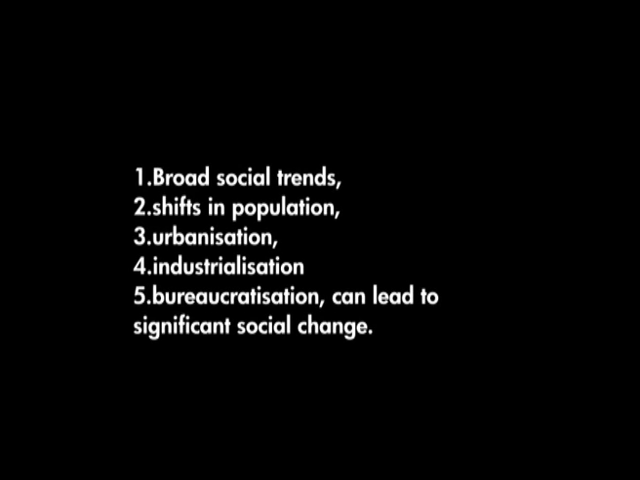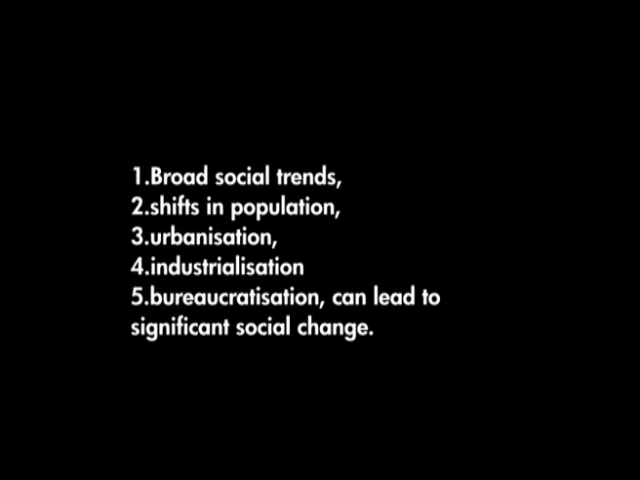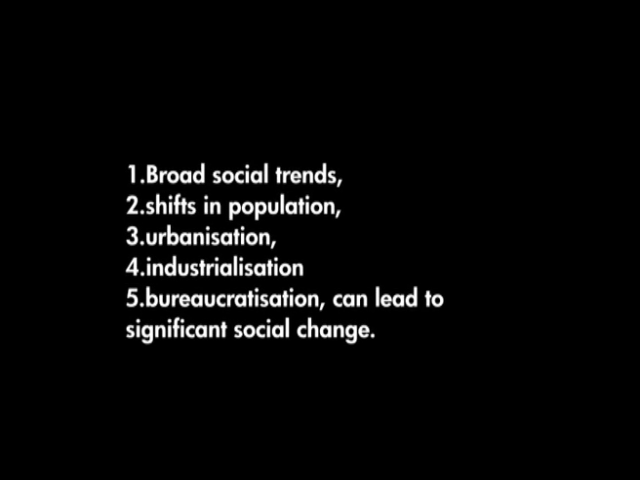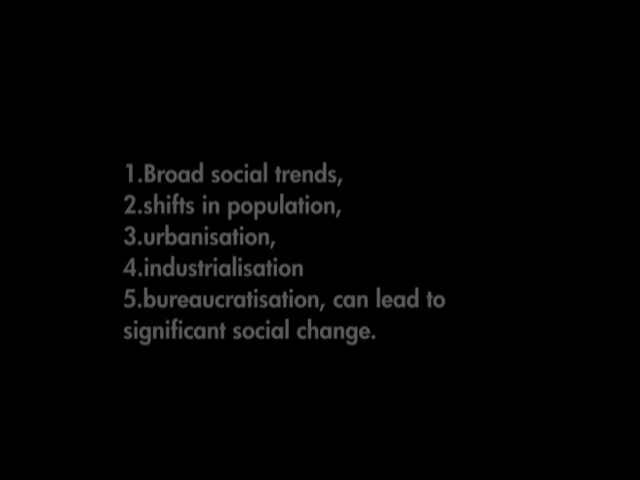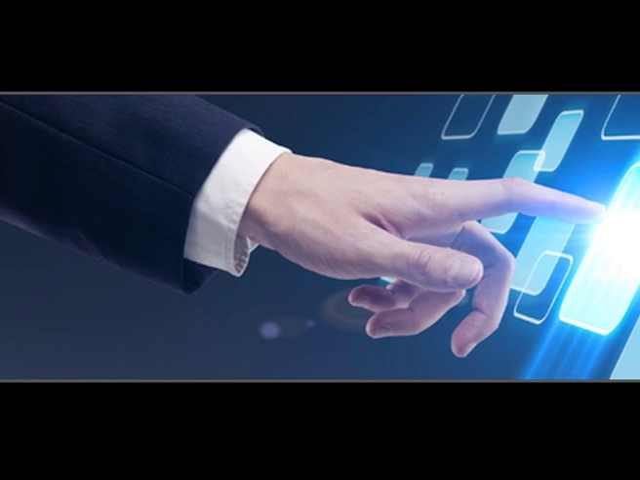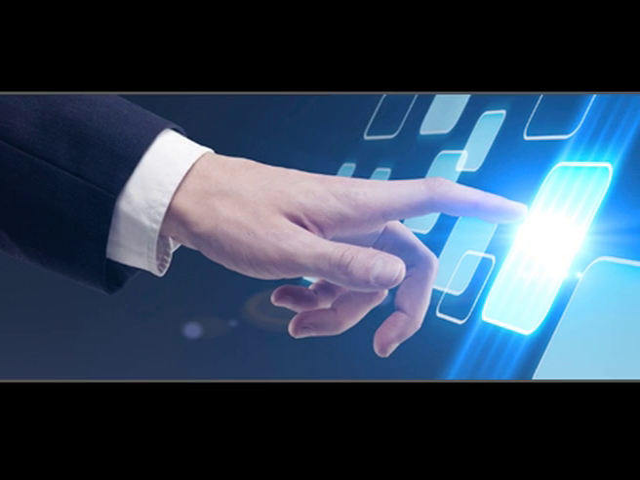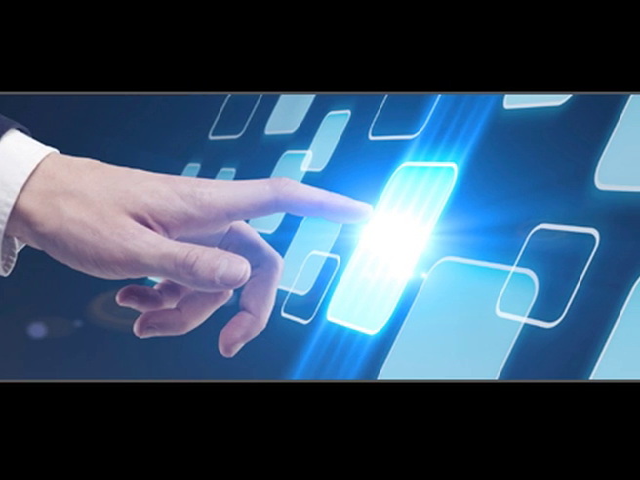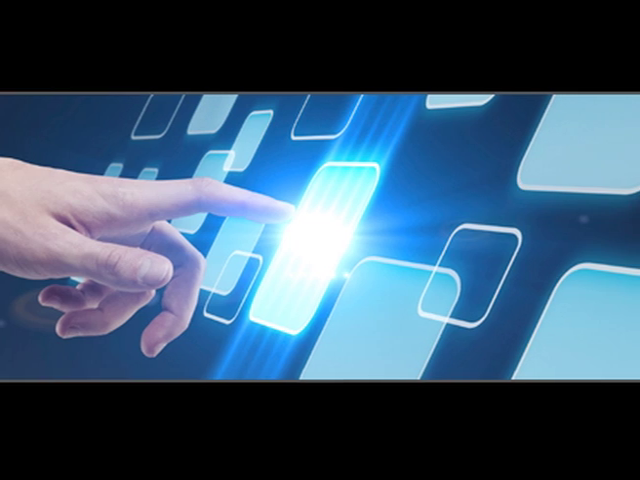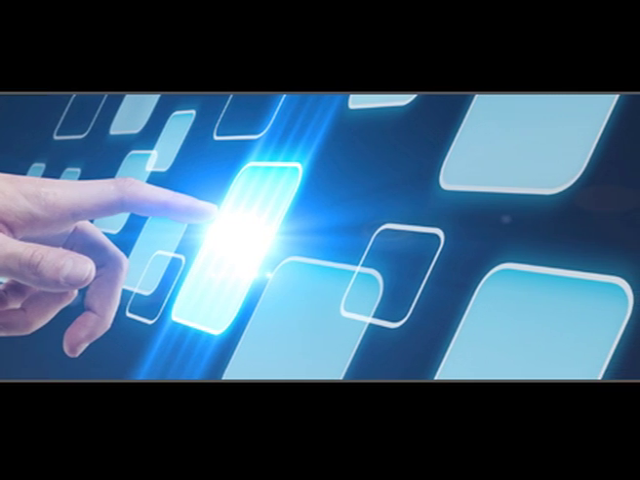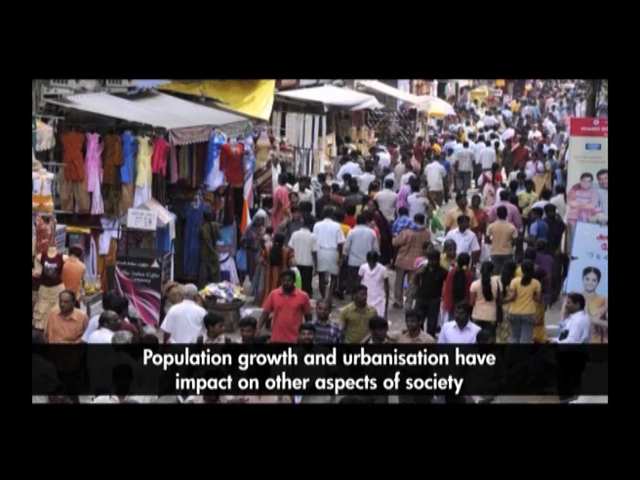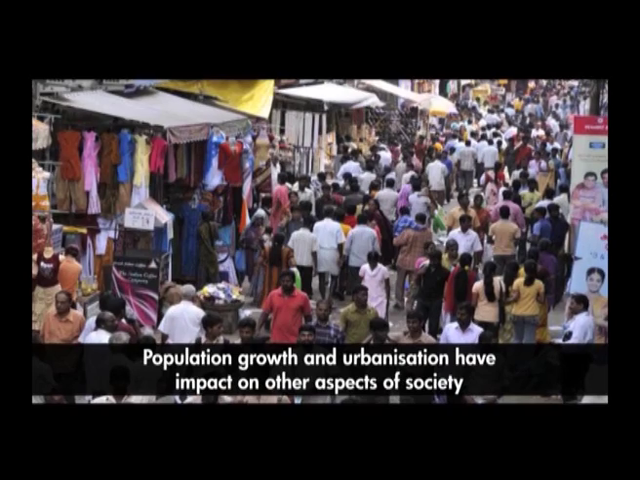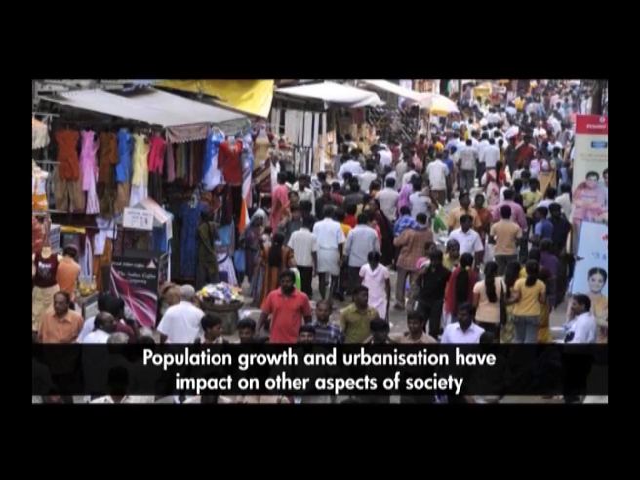Broad social trends, for example, shifts in population, urbanization, industrialization, and bureaucratization can lead to significant social change. In the past, this has been mainly associated with modernization, the process whereby a society moves from traditional, less developed modes of production like small-scale agriculture, to technologically advanced industrial modes of production. Trends like population growth and urbanization have a significant impact on other aspects of society like social structure, institutions, and culture.